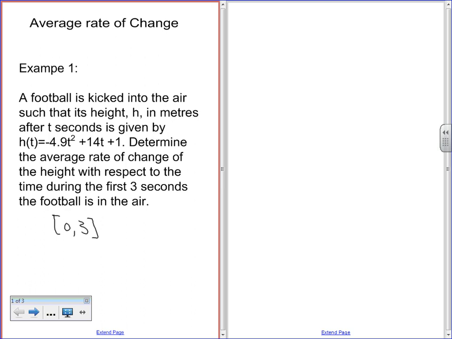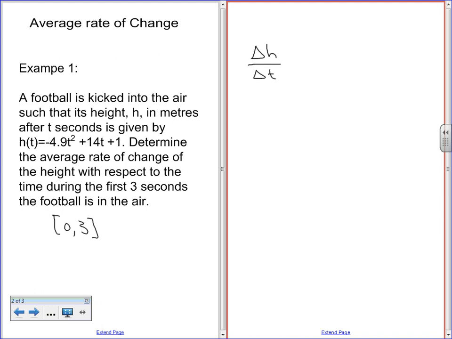So in order to figure out the average rate of change, I need to figure out how the height has changed. And in mathematics, we use a triangle, which is actually a Greek letter delta. So delta H means the change in the height. And I divide that by the change in the time. And this will give me the average rate of change.